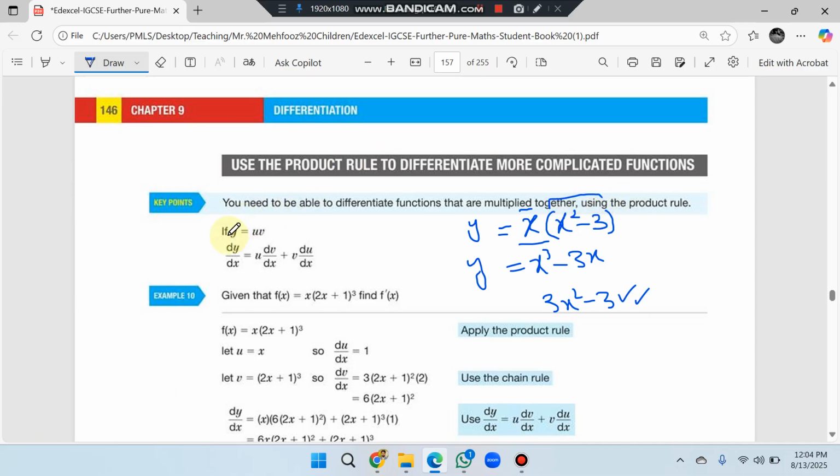For example, here we have y is equal to u and v multiplied. If u and v are multiplied, then if we take the derivative, the first function is as it is, times the derivative of the second function, plus the second function as it is, times the derivative of the first function. This is called the product rule. Do you understand or not?